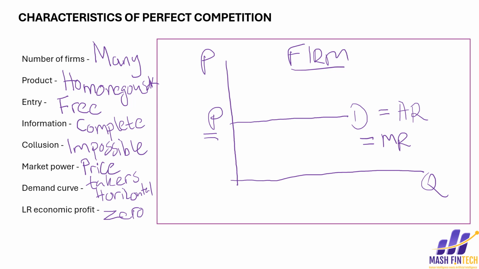This simply means the demand for each product is perfectly elastic. All right, the price elasticity of demand is infinity. I hope you guys remember this from this section on elasticity.